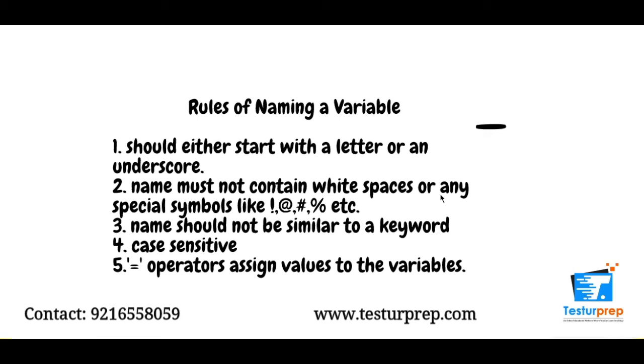So if you write a name with a capital letter, it has to be a capital letter every time you call it in the program. It cannot be that you write capital N in name and then you move on to small n in name later on in the program; it will not fetch you the same result. Then the last one is that the equal to operator will assign the values to the variable.